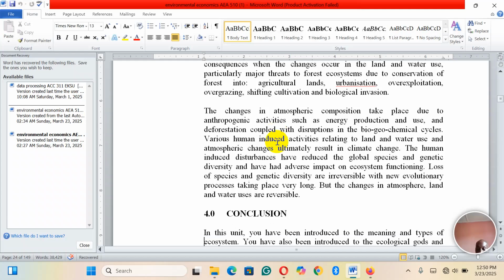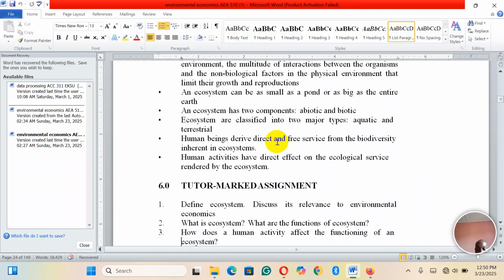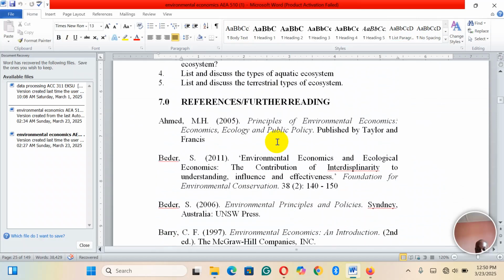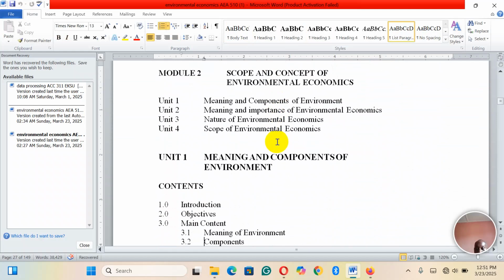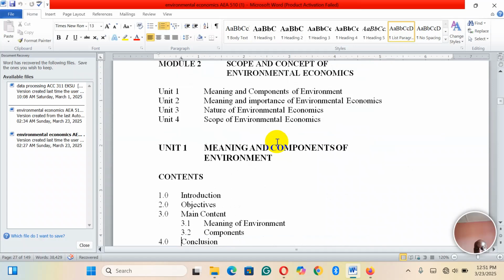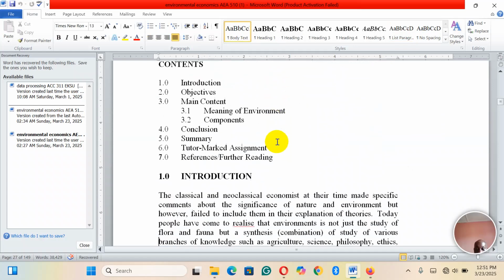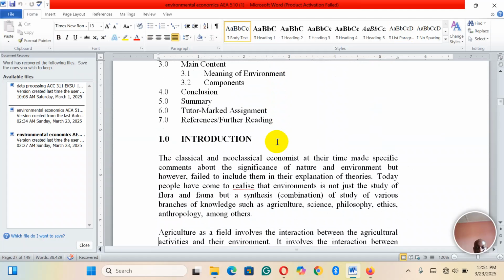So we're moving on to the next one, where we are looking at another topic, and this topic is the meaning and components of environment. Looking at the meaning, we say the classical economists at their time made specific comments about the significance of nature and environment, but however, failed to include them in their explanation of theory.